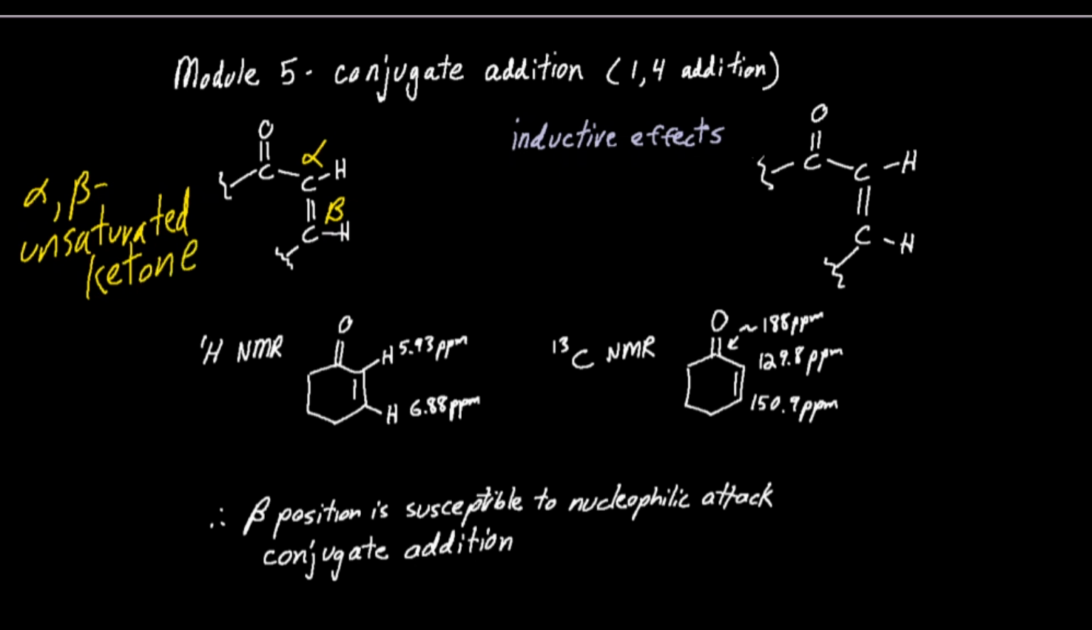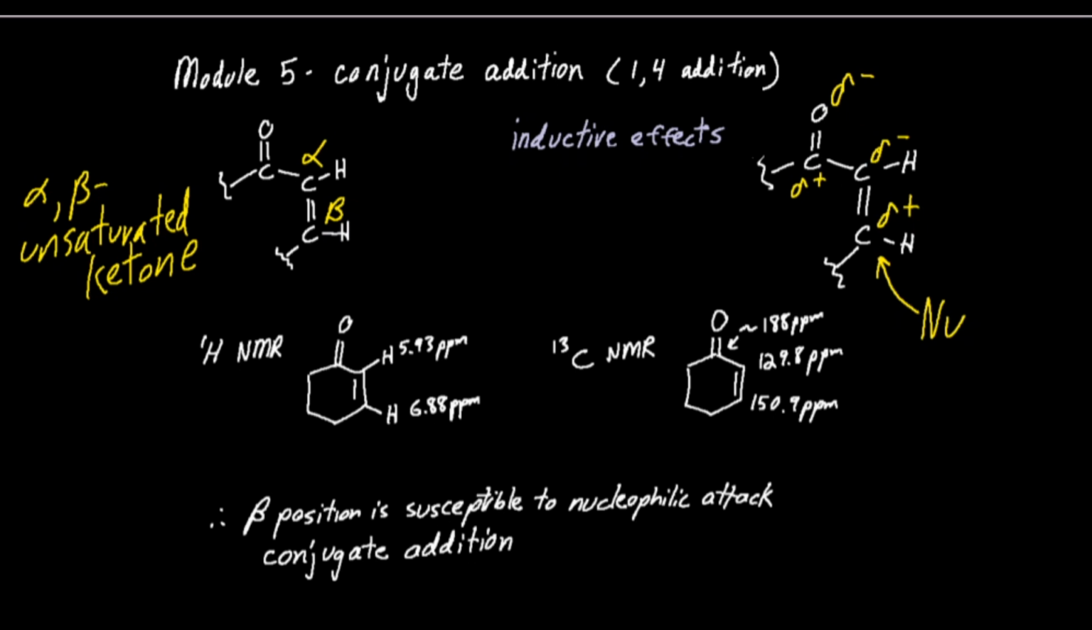The beta position is subject to nucleophilic attack. The reason for this can partly be explained by inductive effects. What we see here is the electronegative oxygen withdrawing electron density away from the carbonyl carbon. As long as you have an unbroken string of pi bonds, that effect can be propagated so that you have a delta minus and delta plus on that alpha beta unsaturated part of the molecule. And so a nucleophile can come in to the electropositive delta plus beta carbon.